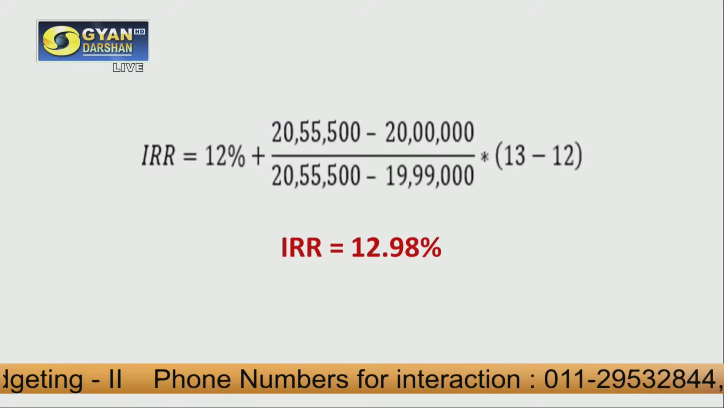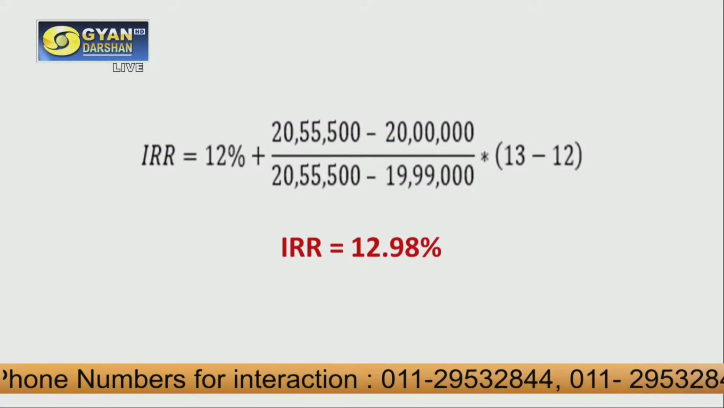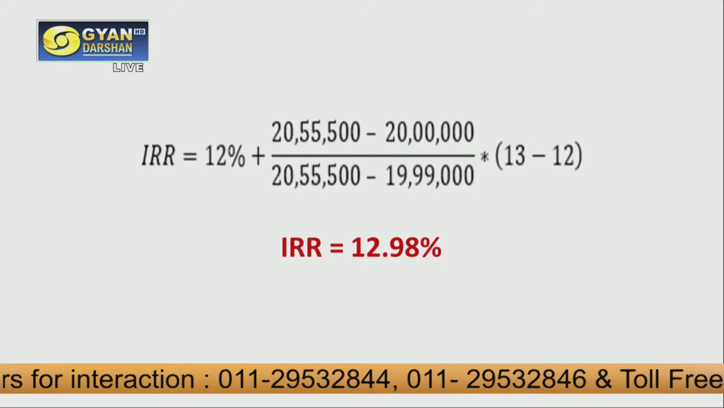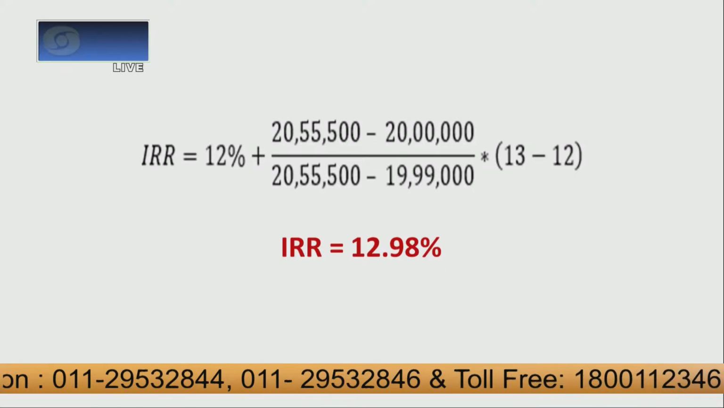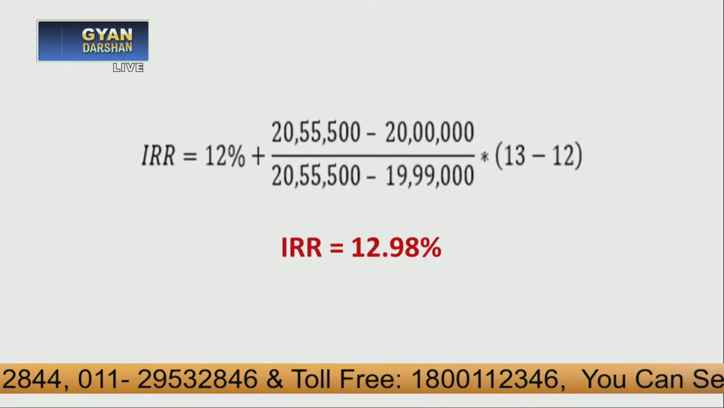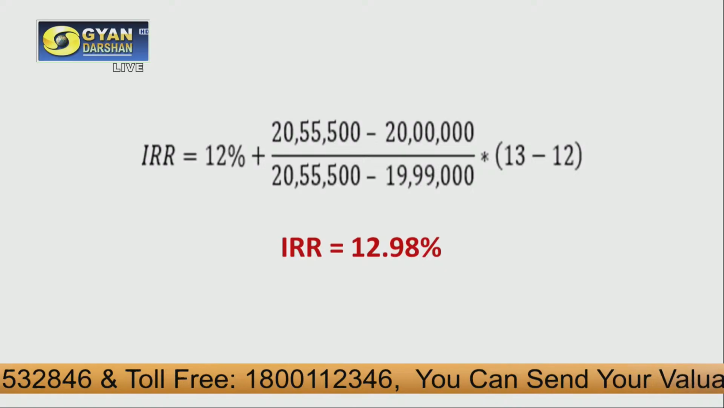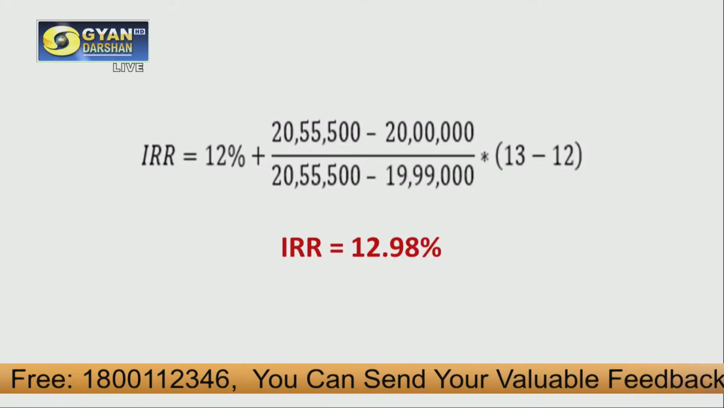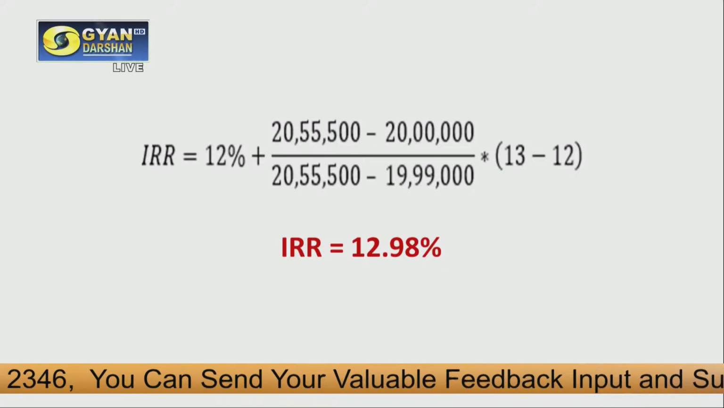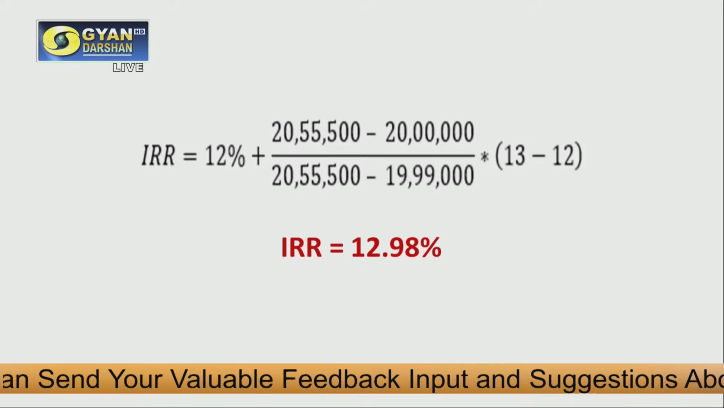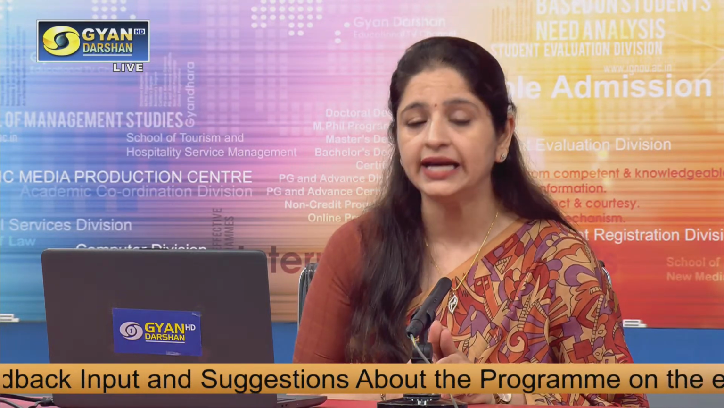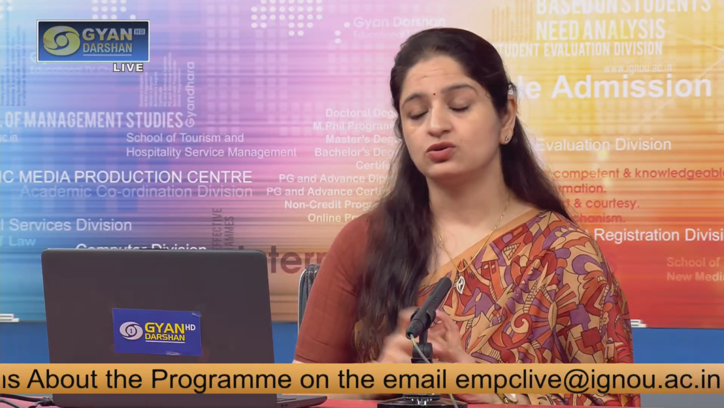12.98% in this case. This is what our NPV calculation also said, that our IRR is lying somewhere between 12 and 13%. But what is that exact point? We have reached our exact point by doing this interpolation, and the exact IRR is 12.98%. That means 12.98% is that discount rate which will make my NPV 0. So this is how I can calculate my IRR.